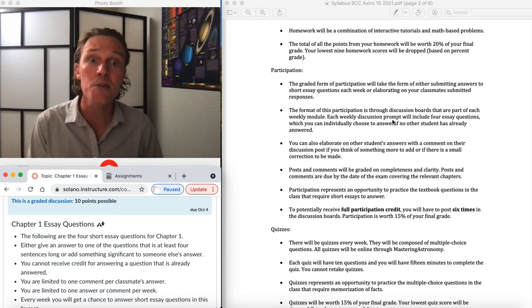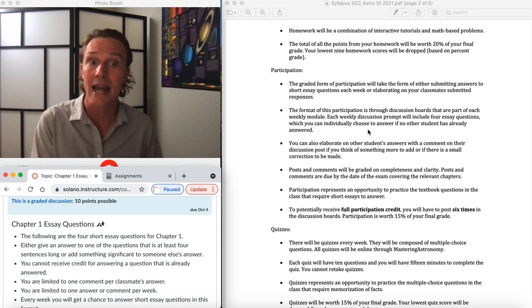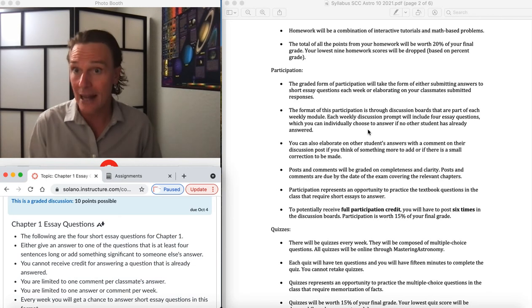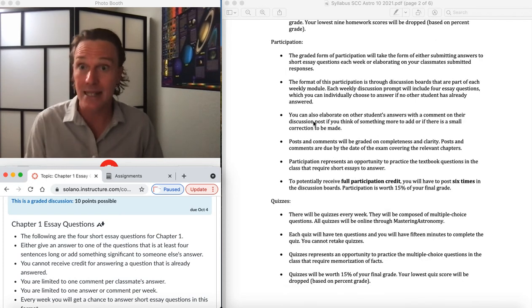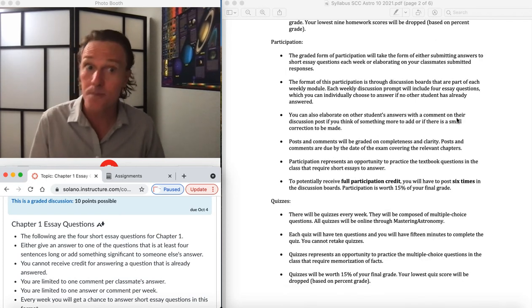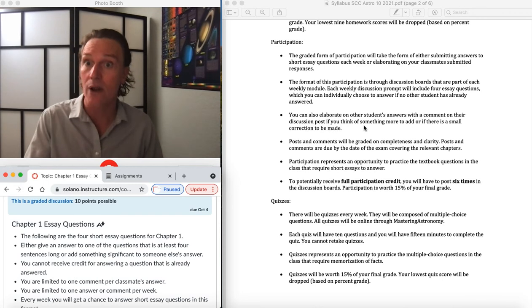The format of this participation is through the discussion boards that are part of each weekly module. Each weekly discussion prompt will include 4 essay questions, which you can individually choose to answer if no other student has already answered them. Please don't answer questions that have already been answered. There are enough to go around to get your participation, and if they've all been answered, then you can just respond or elaborate on other people's answers. So that's the next bullet point here. You can also elaborate on other students' answers with a comment, or on their discussion post if you think of something more, so you're adding something.